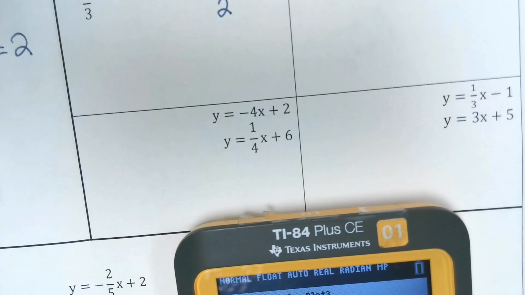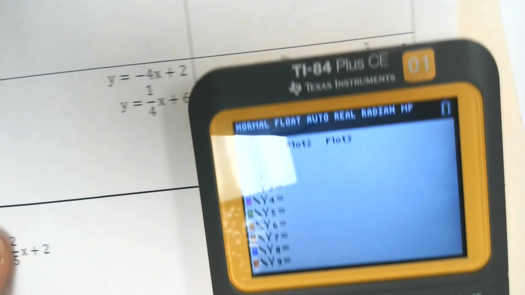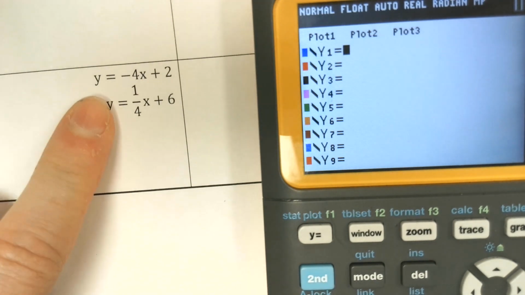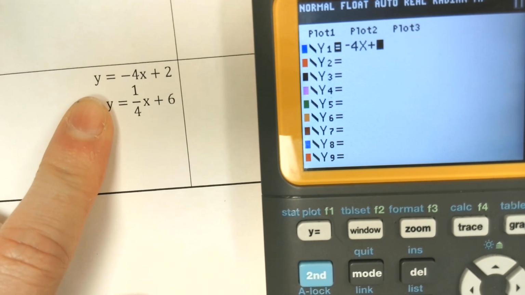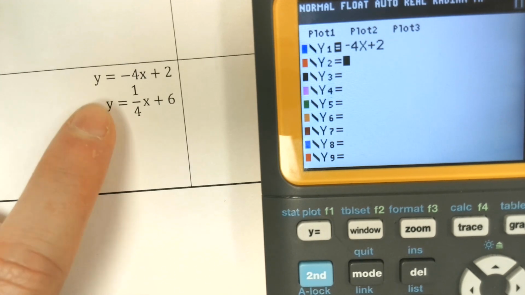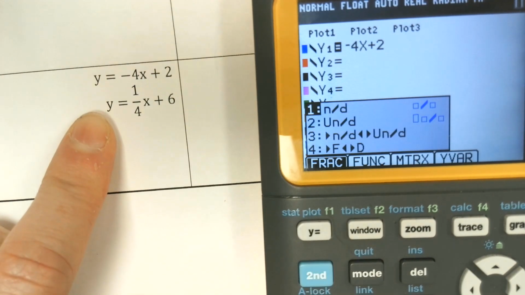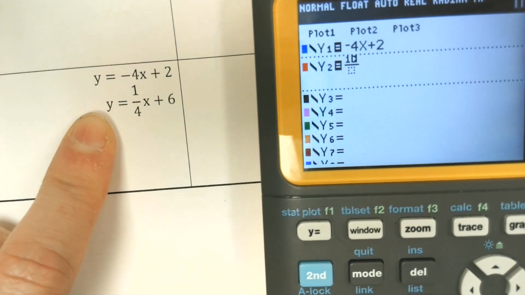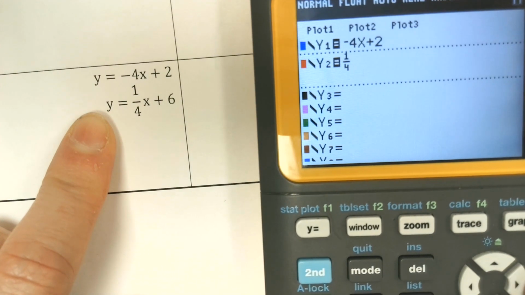All right, so let's do this one. Y equals, let's clear out what's in there. And let's put in negative 4x plus 2. And then the other one, do alpha y equals, to get your fraction, 1 over 4. Then get out from under the fraction, hit x plus 6. Once you get those two in, hit graph so you can see them.